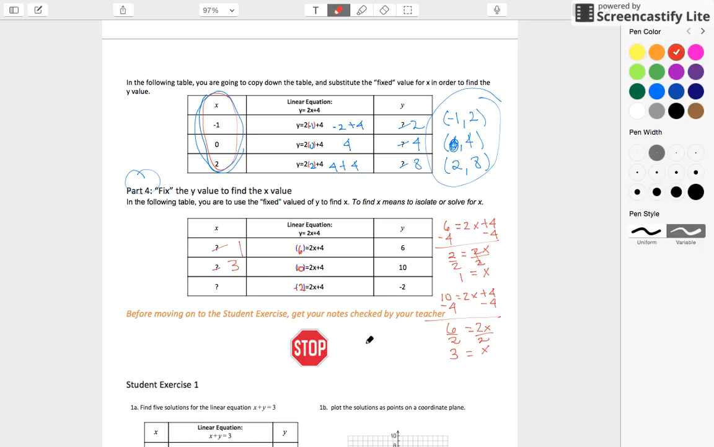And then we have our last one, -2 equals 2x plus 4. So subtract 4, subtract 4. You get -6 equals 2x. Divide by 2, divide by 2. These cancel out to give you 1. We get x equals -3. Therefore, our solutions are: when x is 1, y is 6. When x is 3, y is 10. And then when x is -3, y is -2, and there are 3 solutions.